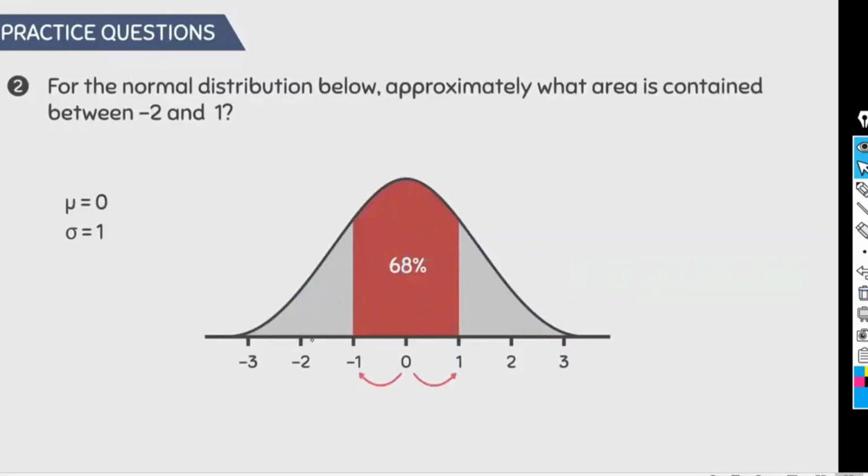This is 68 now. From minus 1 to plus 1, it is 68, out of which you want the right side part, that is 0 to 1. And from here to here, this is 47.5, this is 34. If you add the total, it is 81.5. That's it. This is a basic question.